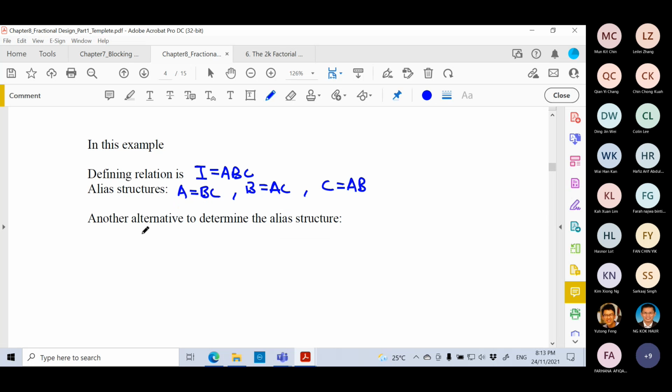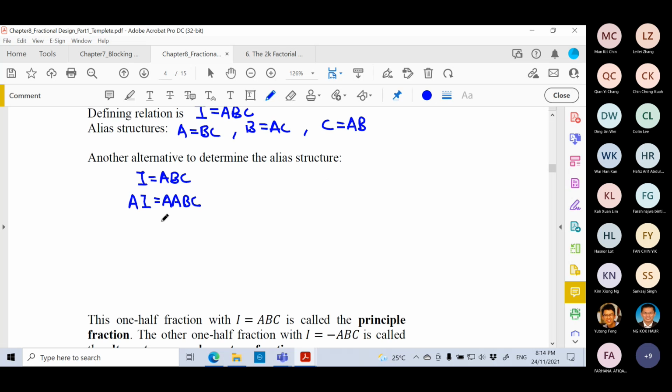What you need to do is, given I equal to ABC, if you want to know which factors A is aliased with, you just multiply by A. Left hand side multiply A, right hand side multiply A. So you get A times I, which is like an identity, so you still get A. On the right side you get A square times BC. I need to take note here that AI will equal A.